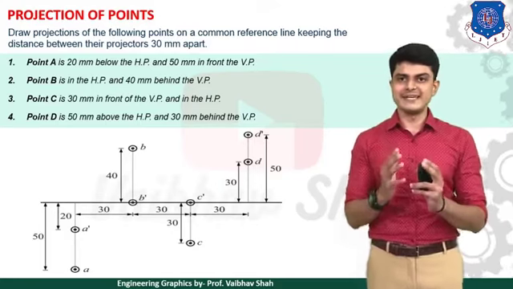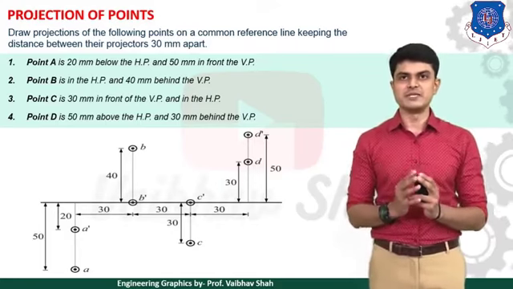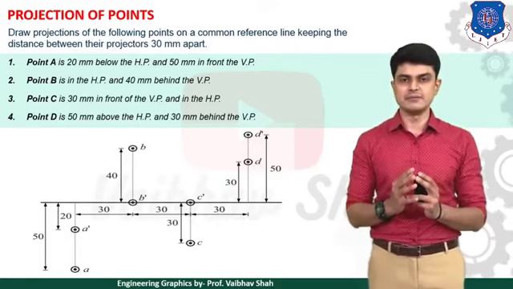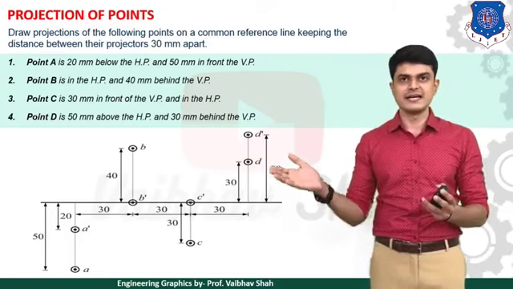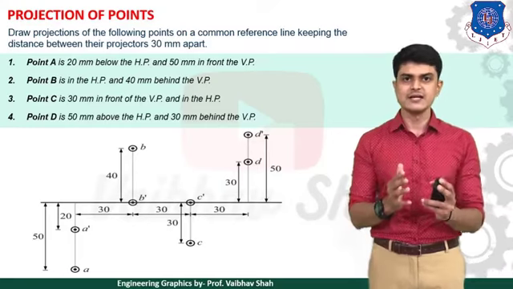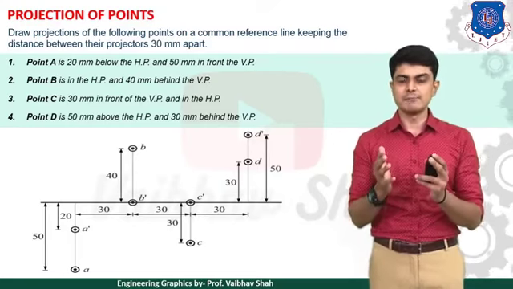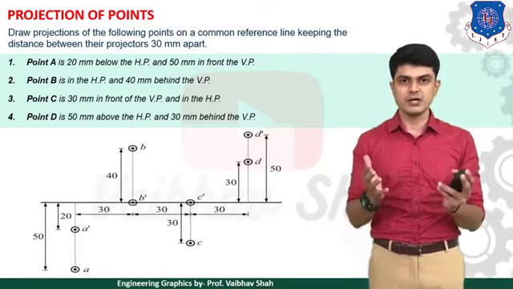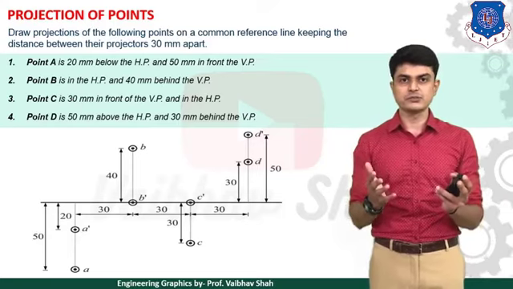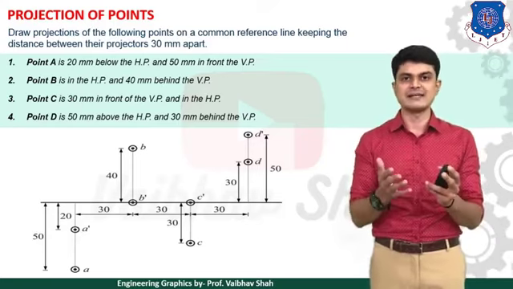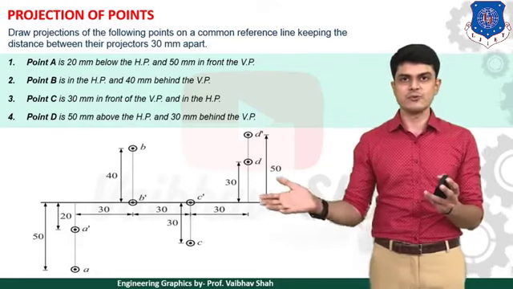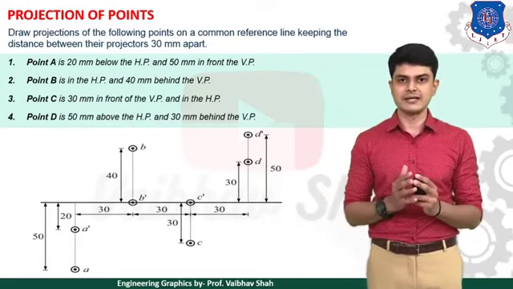Example 4. Point D is 50 mm above HP and 30 mm behind VP. So above HP means what? Above the XY line. So let us draw this point D dash 50 mm above the XY line like this. Then after, the point 30 mm behind VP. So behind VP means what? Behind VP means also above the XY line. So we need to draw point D without dash above the XY line in this case also. So let us draw point D, which is 30 mm above the XY line.